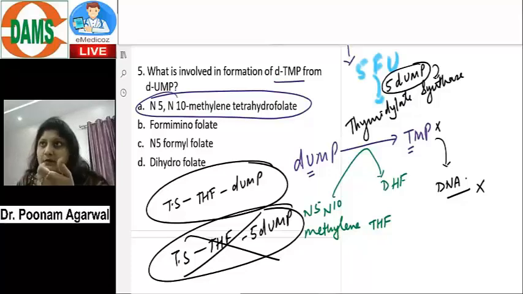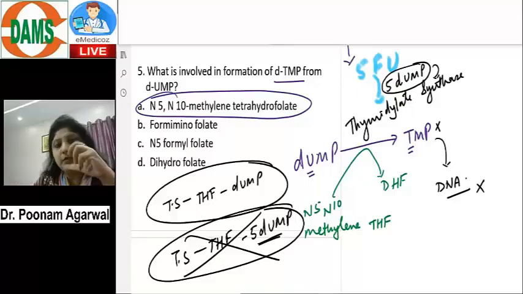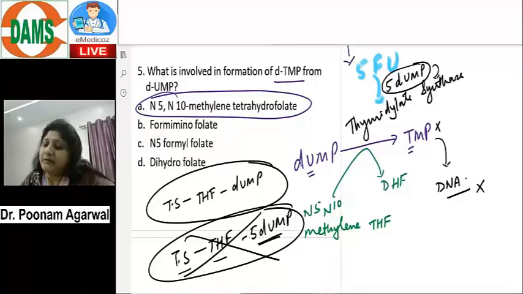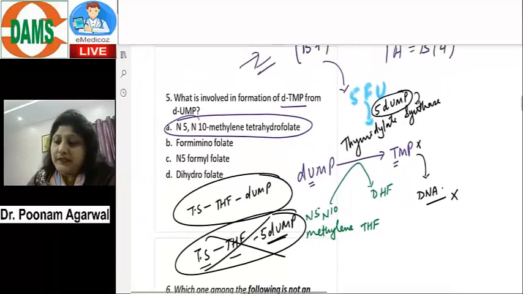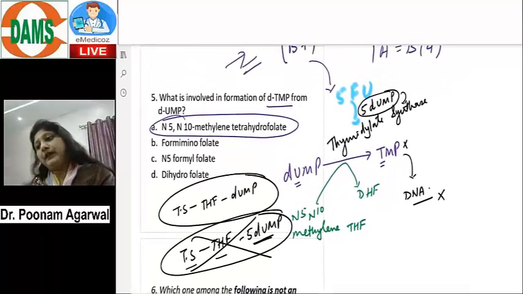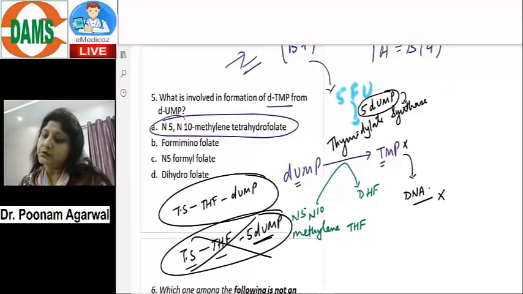In neoplasm, your attempt is to prevent DNA division in the affected cell, in the malignant cell. So when you give this 5-fluorouracil, after metabolism it's converted to 5-fluorodeoxy-UMP, which makes the irreversible complex with thymidylate synthase and N5N10 methylene tetrahydrofolic acid, and formation of TMP and then DNA is affected, and that plays a role as an anti-neoplastic drug. So this is a very, very important clinical part of pyrimidine biosynthesis, which you should know.